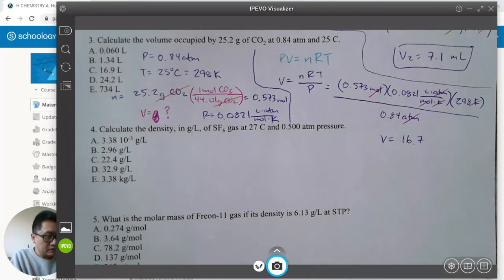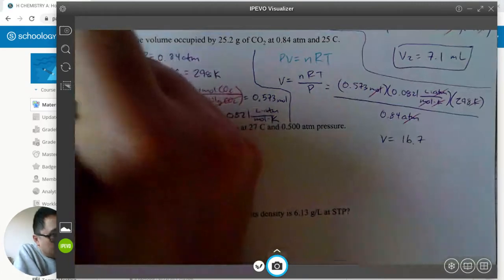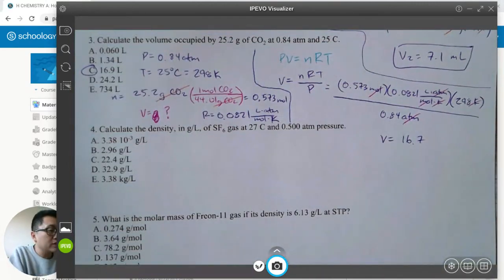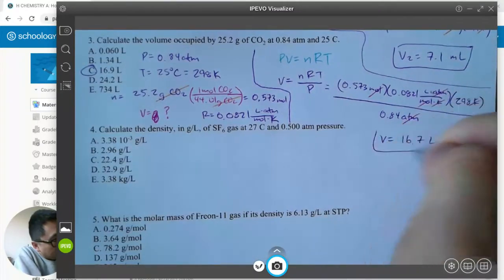Okay, so it's just a rounding thing, but yeah, that's why I got 16.7, but 16.9, close enough, considering none of the other choices are even that close. Okay, 16.7 liters.